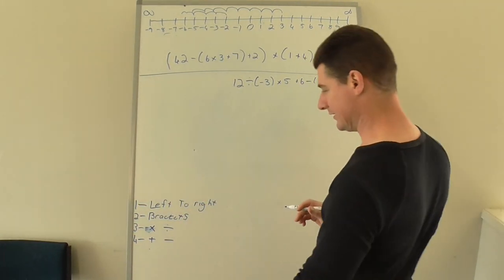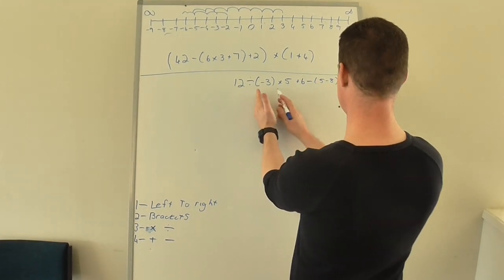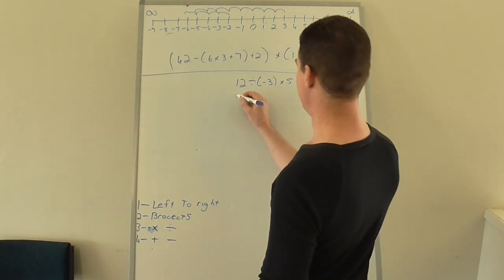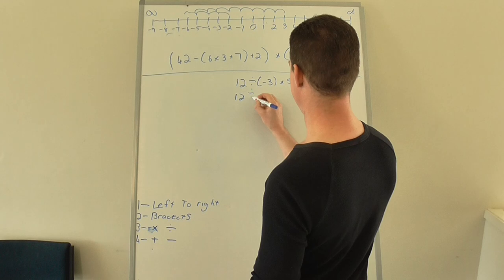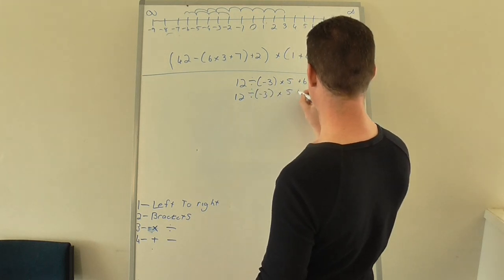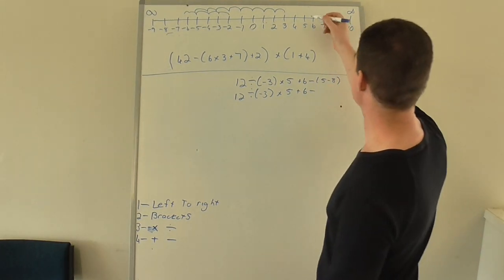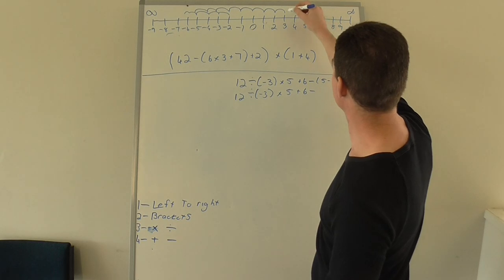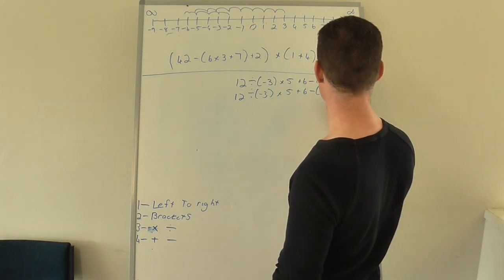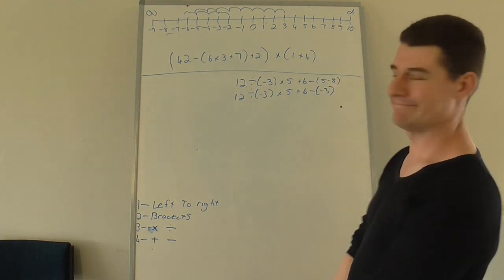All right, so first of all, you work left to right. Always remember that. Then you do brackets first. So let's see, are there any brackets? Yes, we've got a bracket right here at the end. So now we write all of that plus 6 minus. All right, 5 minus 8, so 5 minus 8, 1, 2, 3, 4, 5, 6, 7, 8 is minus 3.